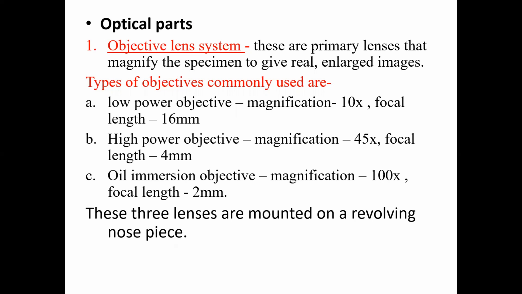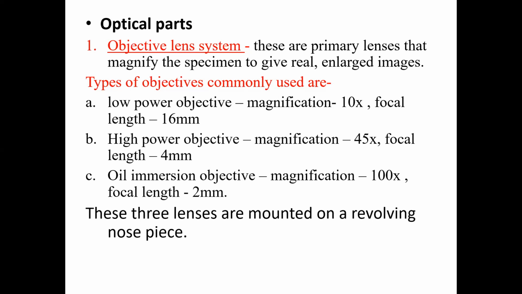The focal length is usually 16 millimeter for the lower objective lens. And then we have the higher power objective lens, which is up to 45x. Here the focal length is 4 millimeter, which means the distance between the objective lens and the specimen is about 4 millimeter.